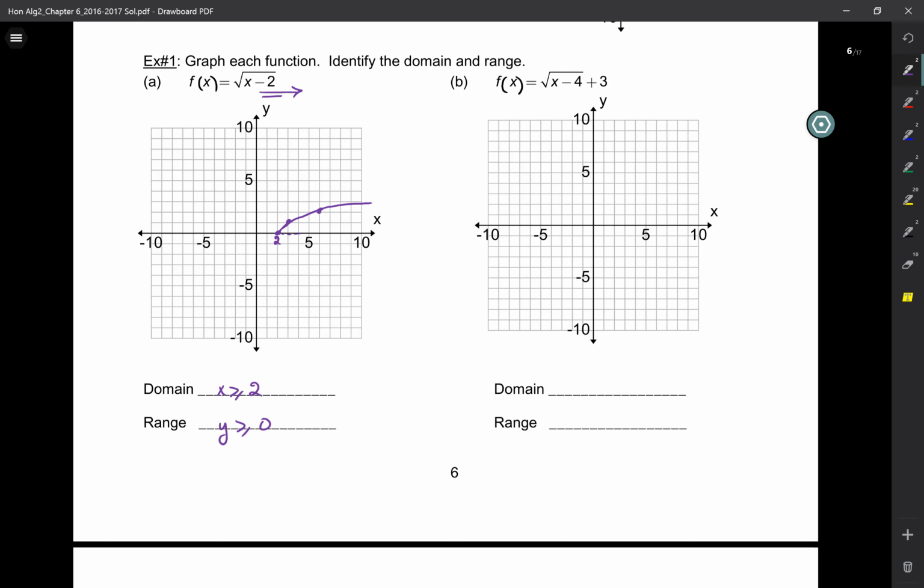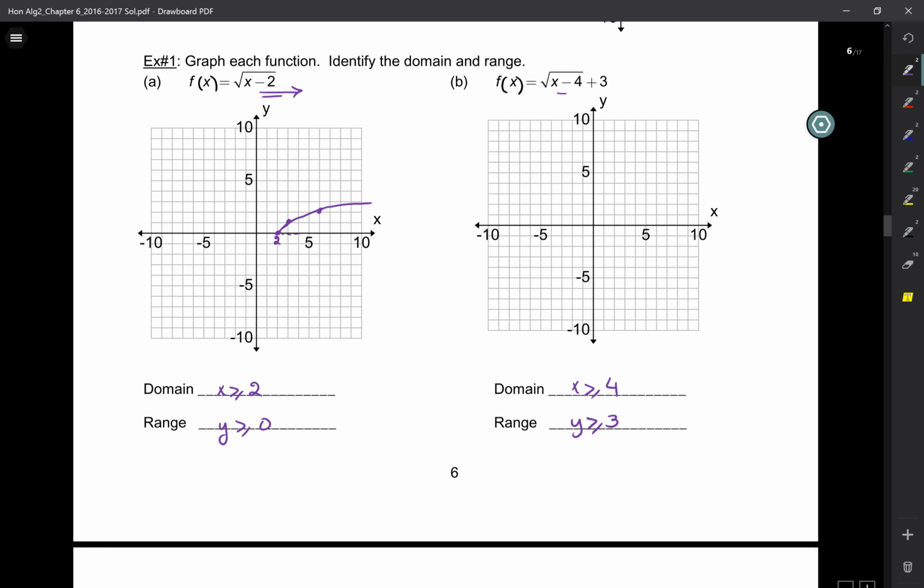Before I graph that one, let's try to do domain and range. Let's do domain. Where has this thing moved? To the right 4, and it's going to keep going further to the right. So what's the domain going to be? X is greater than or equal to 4. And what's the range going to be? Y is greater than or equal to 3.